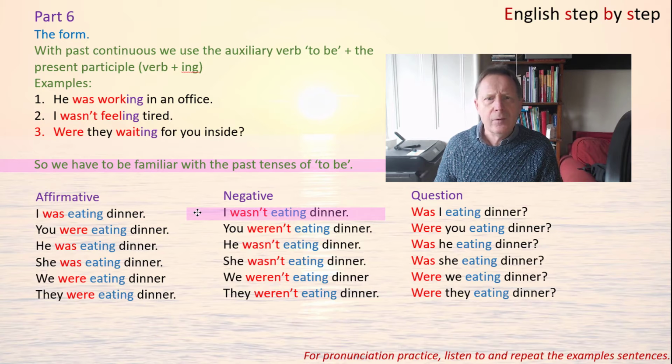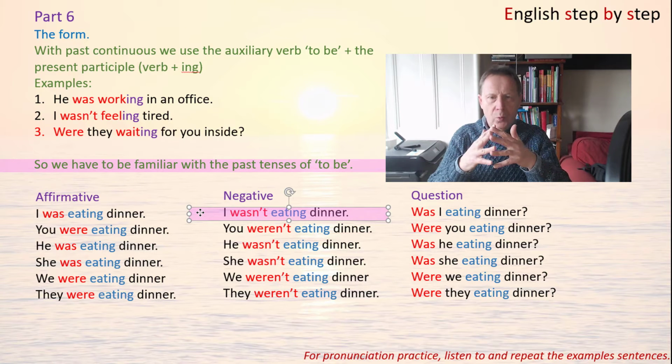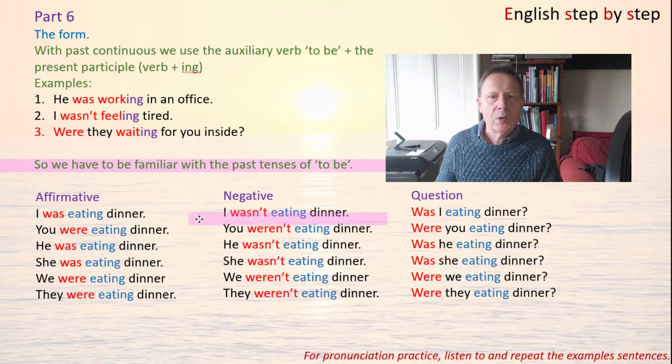In the negative, here we have the contraction with not as the negative, and was not, we make a contraction, I wasn't. So again, I wasn't, you weren't, he wasn't, she wasn't, we weren't, they weren't. Again, only 2 variations, wasn't and weren't.